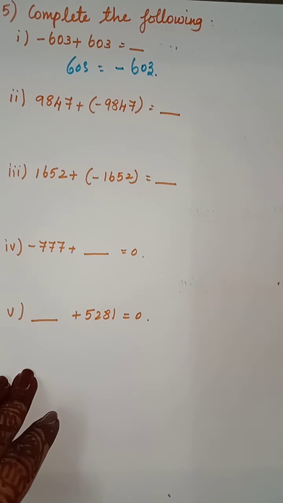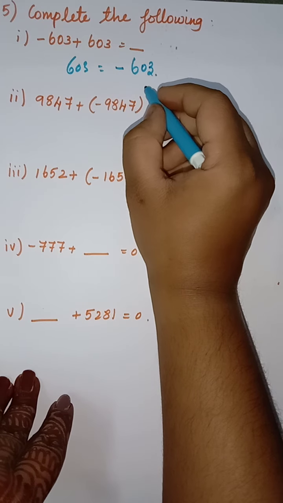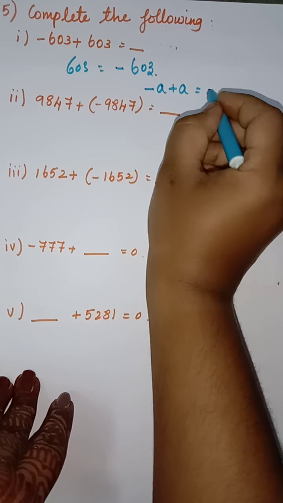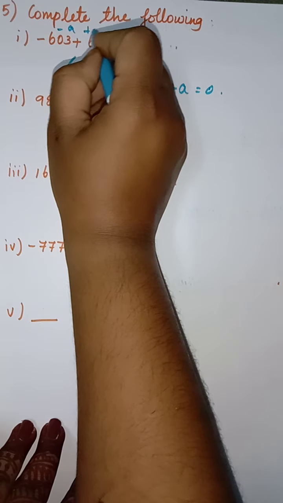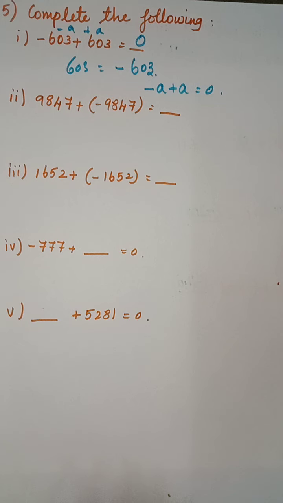Yes, what is the property here based on this? Inverse property. What is the inverse property? Minus a plus a equal to 0. Yes or no? Minus a plus a equal to 0. So by seeing that method, our answer will be what? 0, because here it is minus a plus a equal to 0. So by using a simple property, we have done the problem in a very easy manner. So for that only we are using the properties.